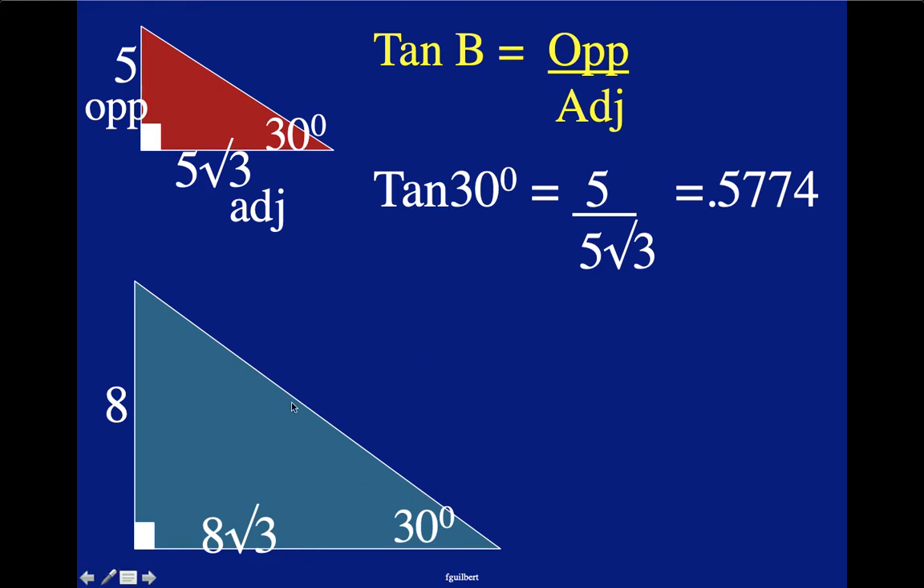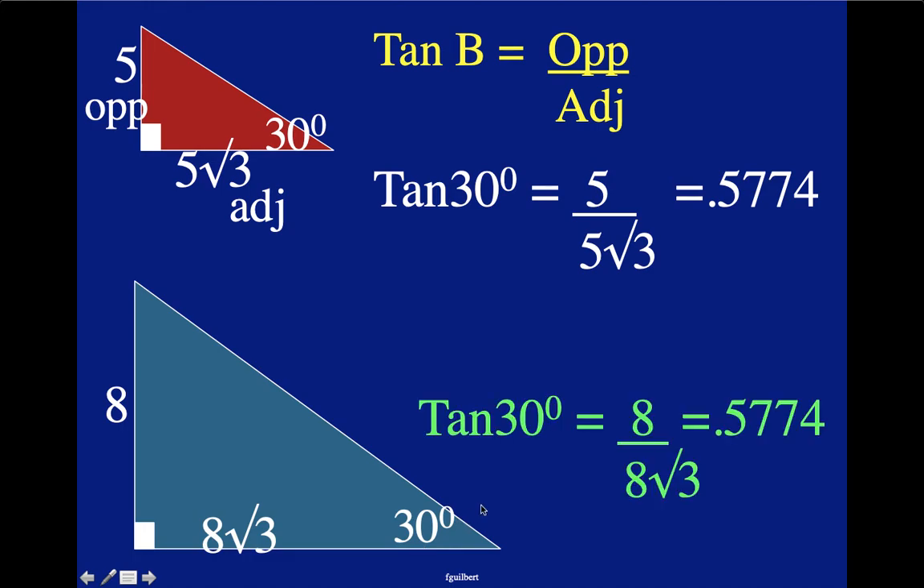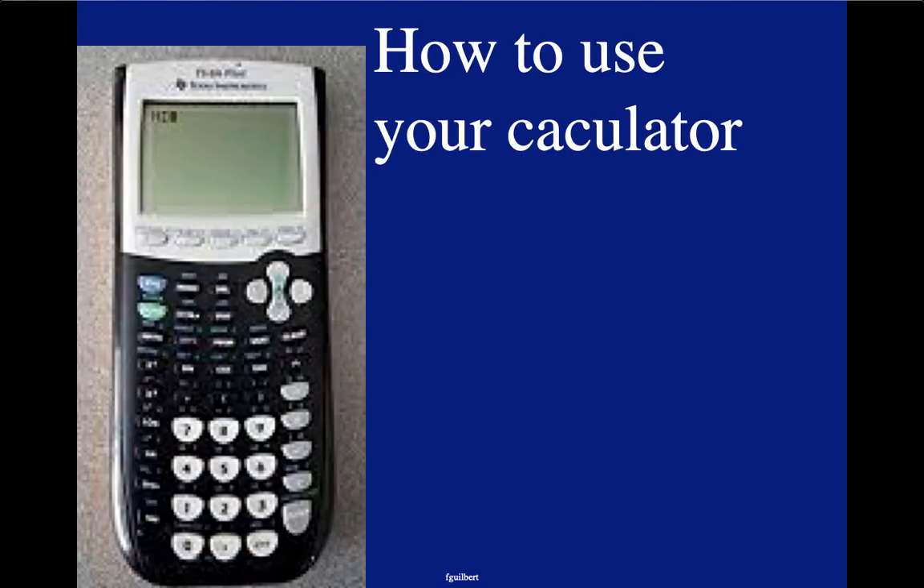Here I have another 30, 60, 90-degree triangle, but it's larger. And in this case, the tangent of 30 is still the opposite side over the adjacent side. And when I divide this on my calculator, I get the same decimal, 0.5774. It doesn't matter what size the triangle is. My tangent of 30 degrees will always give me the same value. And then I can use that to find sides of a triangle.